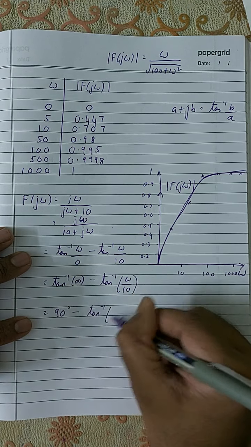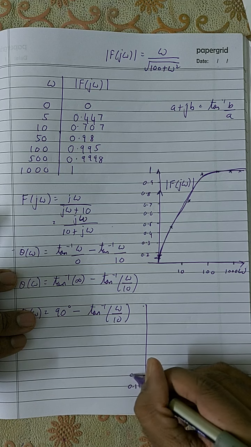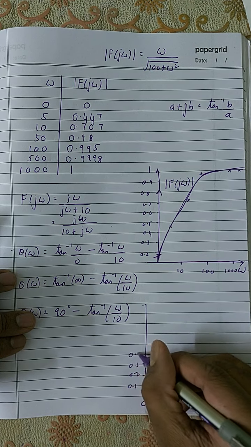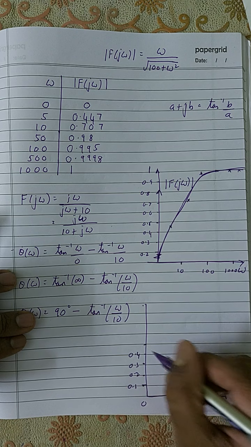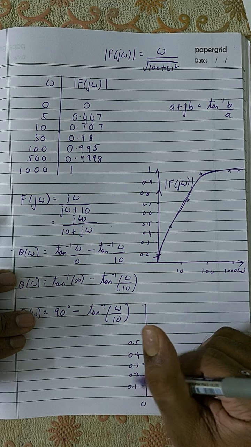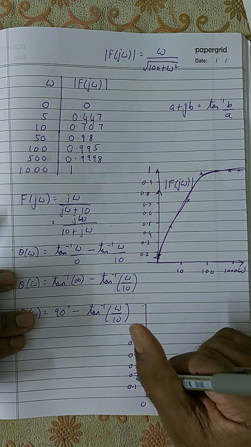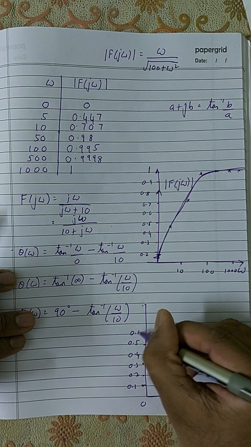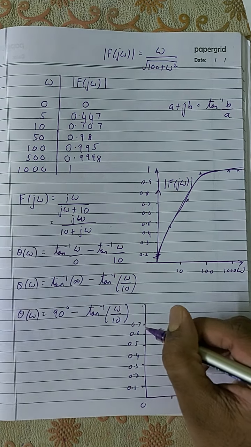So here also I'm going to mark 0.1, this is 0.2, this is 0.3. This graph is a rough work. If you want to draw an actual graph, you should try it on a semi-log paper, then you'll understand. So this is 0.1, 0.2, 0.3, 0.4, 0.5, 0.6, 0.7.